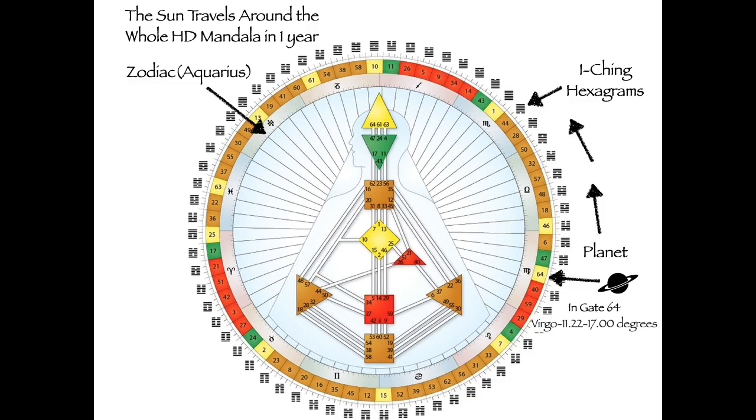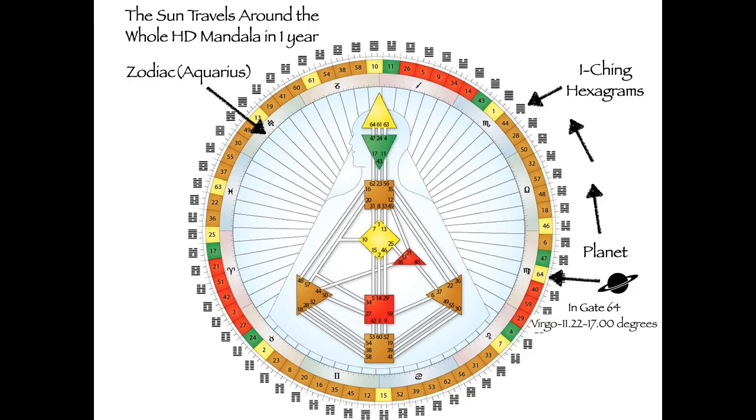It does have the hexagrams on the outside. So say you're into I Ching, because those are the I Ching hexagrams on the outside, or say you're into astrology, you'll notice that the zodiac signs are around there. If you notice, I have Aquarius pointed out. The whole circle is 360 degrees, and each one of the gates is in a specific degree section. So for instance, if we look at gate 64, we see that it's in Virgo, between 11.22 degrees and 17 degrees of Virgo. So that's where gate 64 would be found.